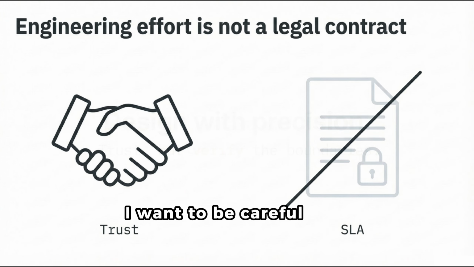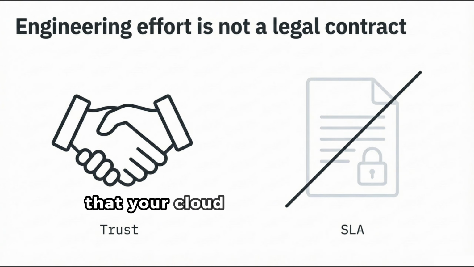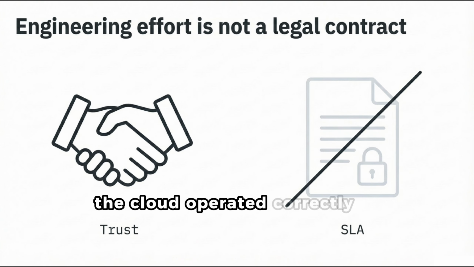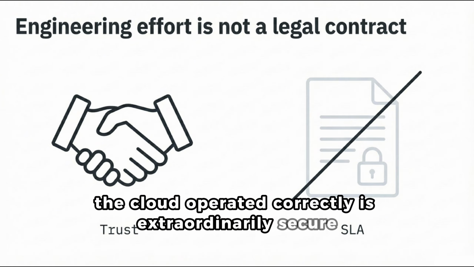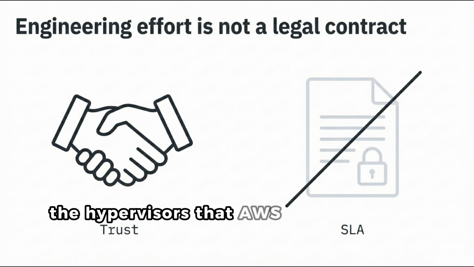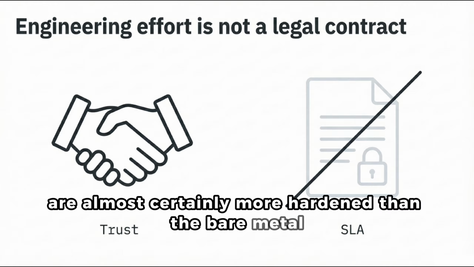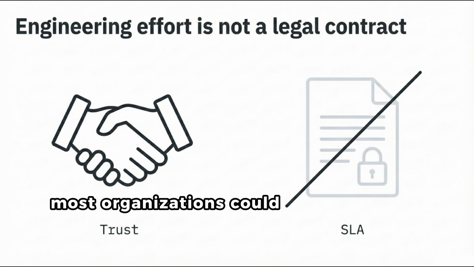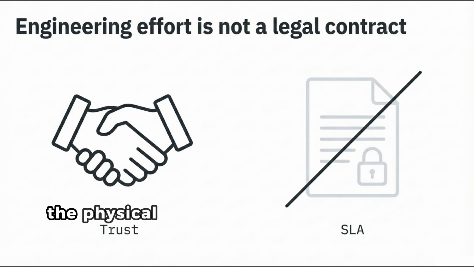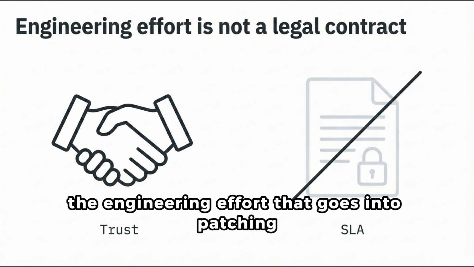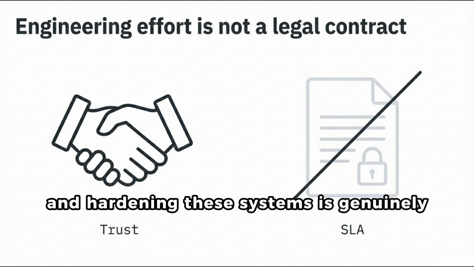I want to be careful here, because I'm not arguing that your cloud provider is being deceptive, or that the cloud is less secure than alternatives. The cloud, operated correctly, is extraordinarily secure. The hypervisors that AWS and Google run are almost certainly more hardened than the bare metal infrastructure most organizations could afford to build themselves. The physical security of their data centers exceeds what most enterprises manage. The engineering effort that goes into patching and hardening these systems is genuinely impressive.